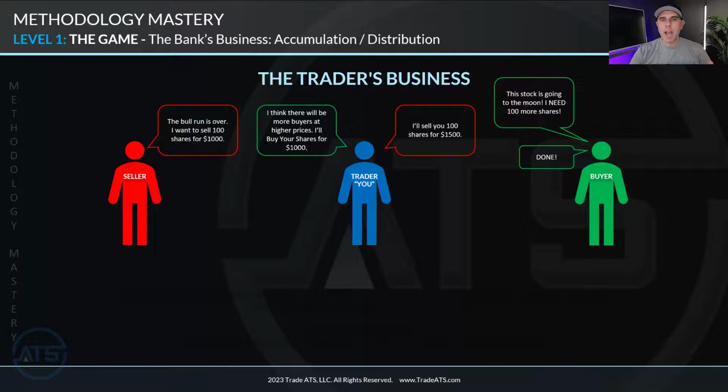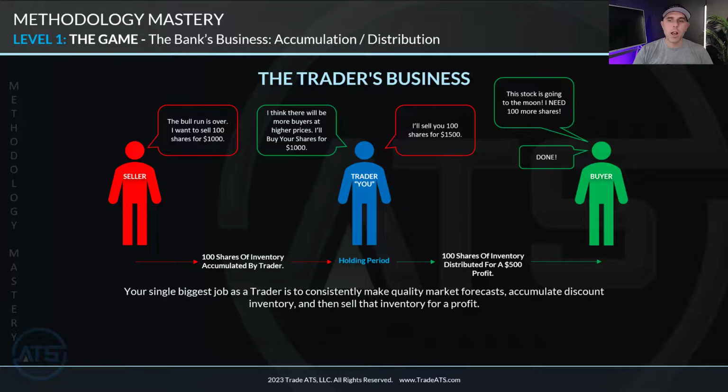So what's happened here? Well, to simplify it, we had the first transaction, which was 100 shares of inventory accumulated by you, the trader, that went into a holding period. You were waiting for price to go up and appreciate. And then what happened? 100 shares of inventory was distributed by you, the trader, for a $500 profit. That is the simple cycle that you're involved in as a trader. You want to do this as many times as you can and as profitably as you can. So your single biggest job as a trader is to consistently make quality market forecasts, accumulate discounted inventory, and then sell that inventory for a profit, which is what this course is all about, teaching you how to do that.